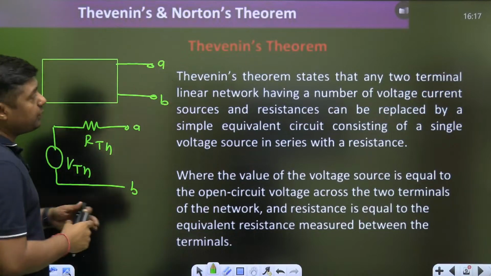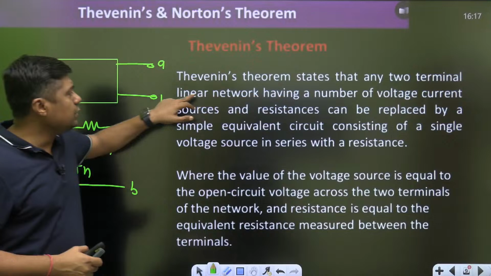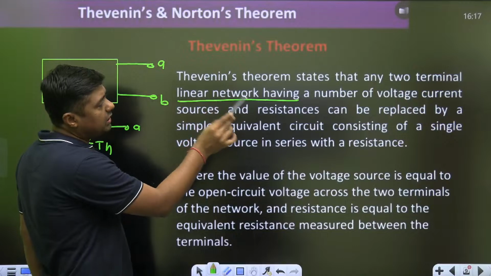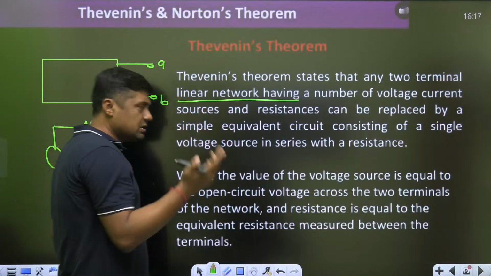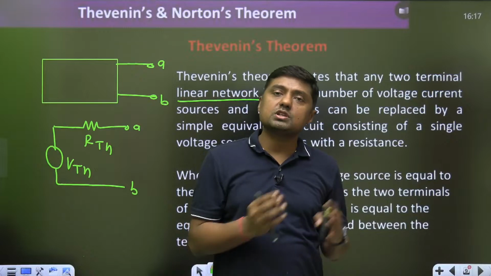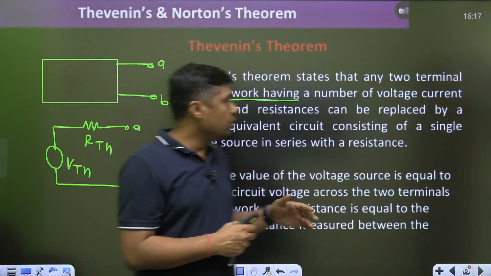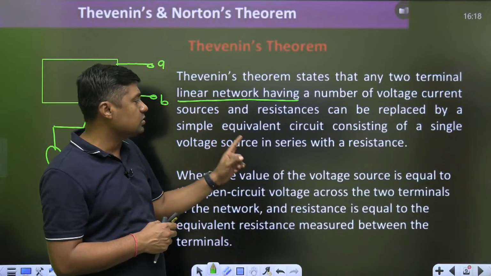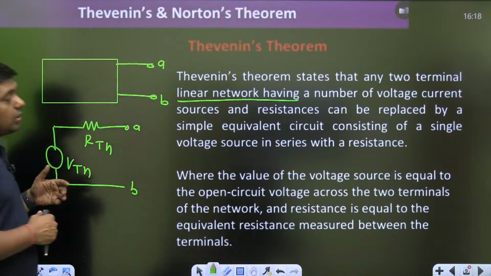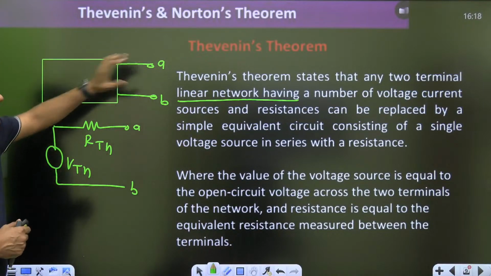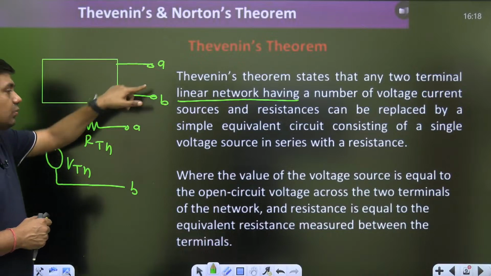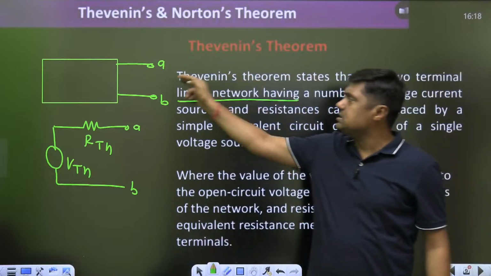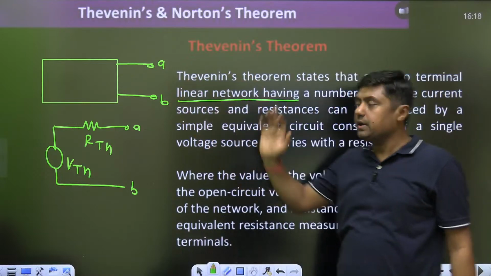So that definition is very, very important. Thevenin's theorem states that any two-terminal linear network, this is important, having a number of voltage or current sources, it doesn't matter how many current sources or voltage sources, dependent or independent, are present, can be converted into a simple equivalent circuit consisting of a single voltage source in series with a resistance. Now, what is the voltage source? It is the open circuit voltage at this point. And what is the resistance? We calculate the equivalent resistance by looking into this terminal. With a numerical you will get the idea.